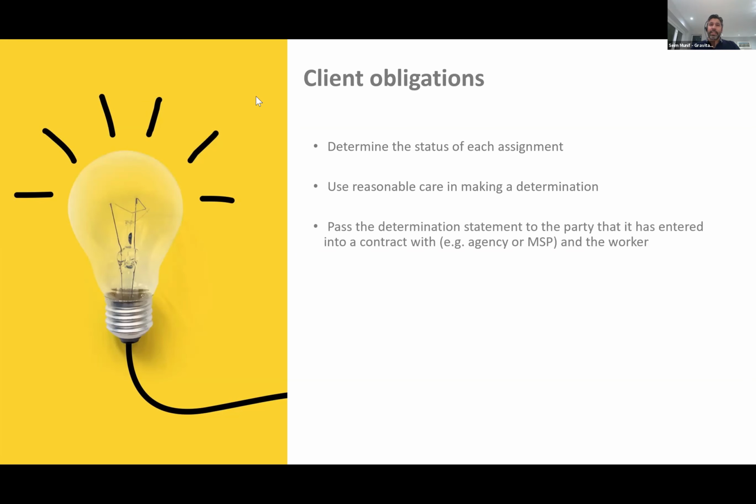You've got to pass the determination statement to each party in the contractual chain, right? So you've got to pass it through to the MSP, if you're using an MSP, or if you're just using Gravitas directly, passing it straight to Gravitas, and then it's our responsibility to pass it further down the chain. You've got to include the reasons for the determination. This is kind of one of the reasons why the CES tool has created some issues in the past.